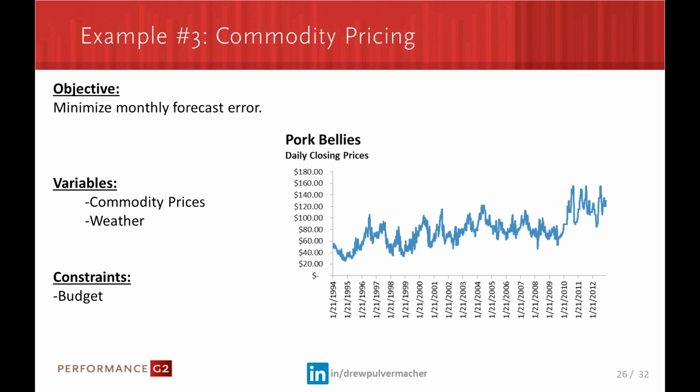This third example here, commodity pricing. Now you can think about this: stocks, bonds, energy, in this case, pork bellies. The objective here: I want to minimize my monthly forecast error. Okay, what are my variables? Well, the commodity prices themselves. You can have an entire portfolio of different commodities that you can buy. Weather's coming into play more these days as well. You can put weather in here. And it constrains your budget or whatever your corporate goals are for the year. Like you have a certain target that you have to hit.